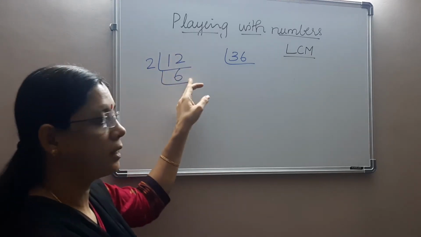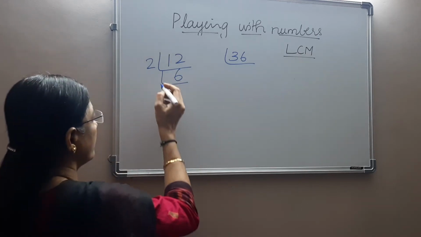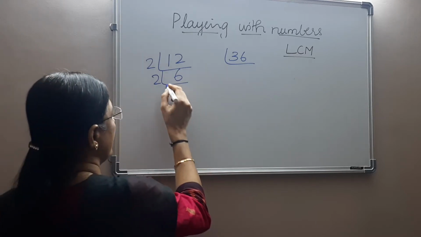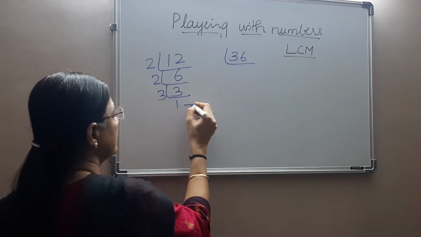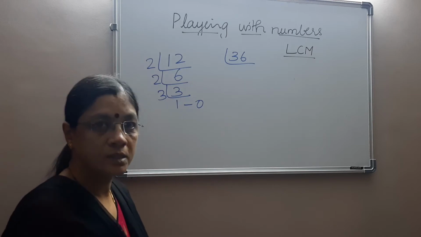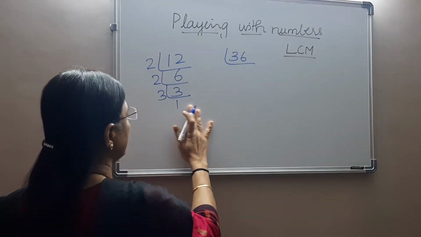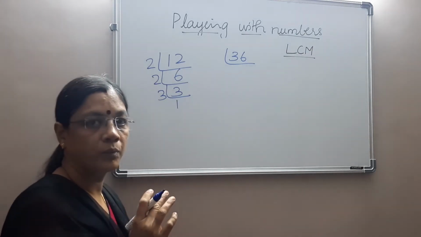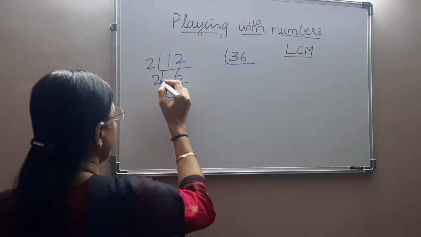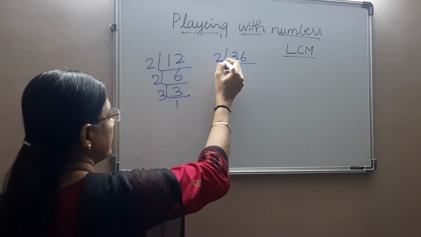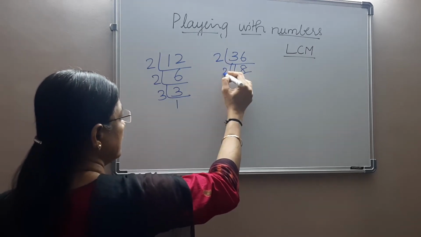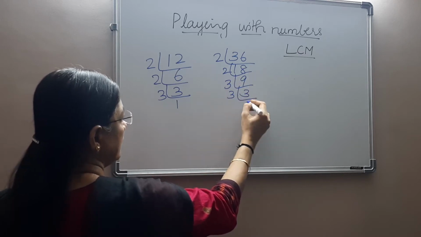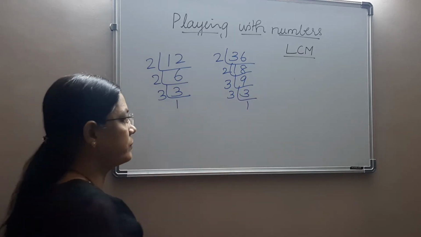See, 2 6s are 12. It divides exactly, isn't it? Likewise, you need to choose the factors. See, here 2 3s are 6, and 3 1s are 3, so that you get a remainder 0 everywhere as you go on dividing. So until you get 1, you proceed with the division. Now you have 2 into 2 into 3 here. Likewise for this 36, 2 18s, 2 9s are 18, and 3 3s are 9, 3 1s are 3. So up to 1, I have stopped here.